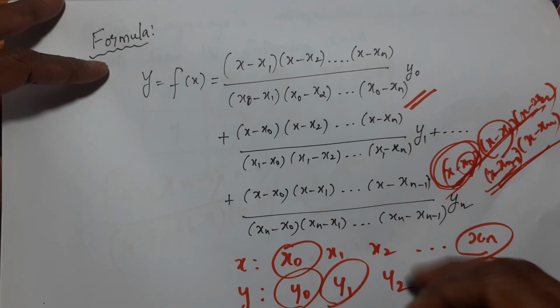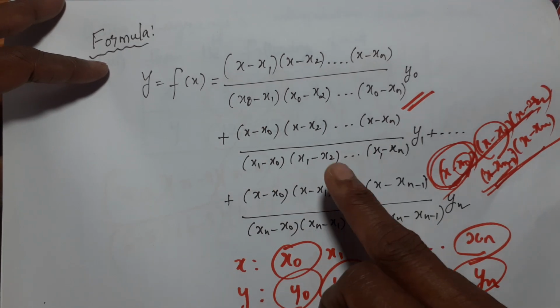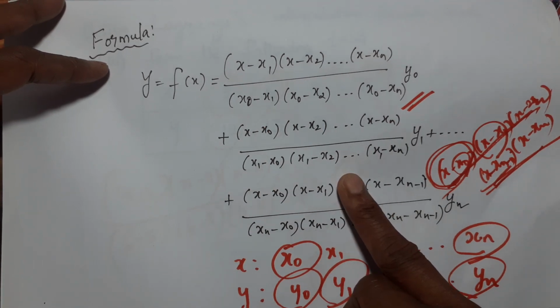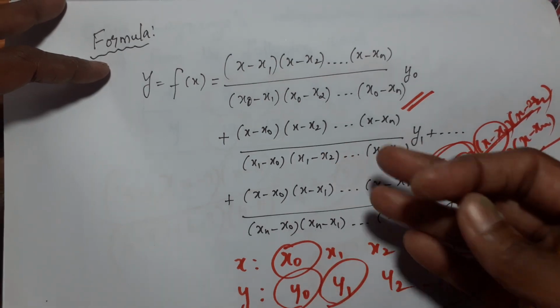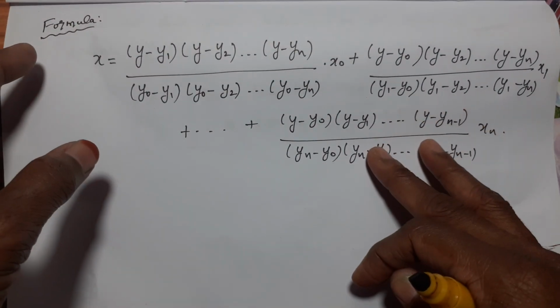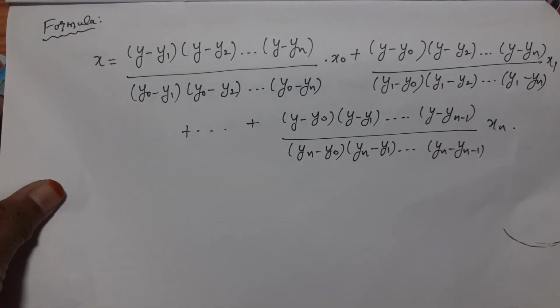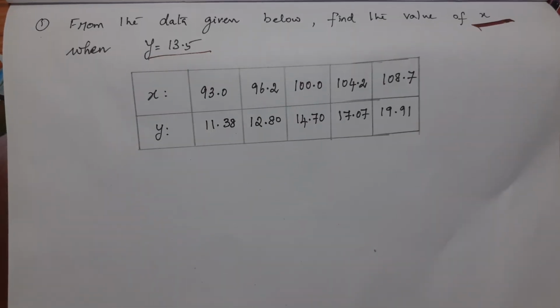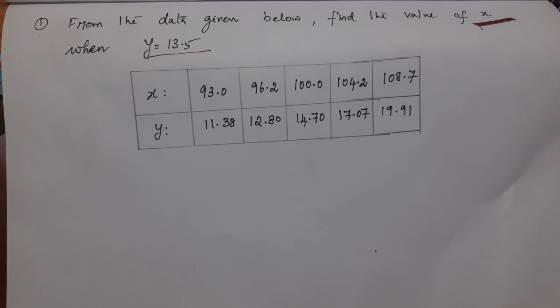In my previous video, I have explained how to memorize this formula in an easy way. So kindly go through that. Using that, you can easily keep this formula in memory too. So this is the first problem given. For the given data, we are going to find what is x when y is equal to 13.5.